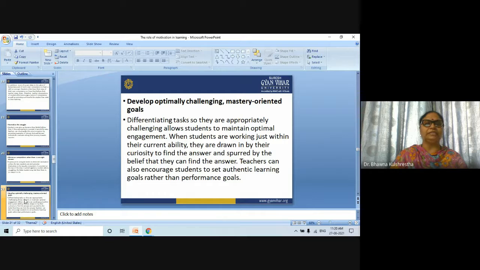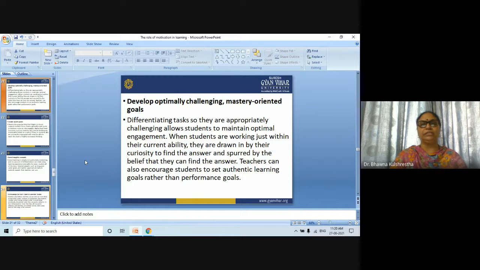And the next is develop optimally challenging mastery oriented goals. Differentiating tasks so they are appropriately challenging allows students to maintain optimal engagement. When students are working just within their current ability, they are drawn in by their curiosity to find the answer and supported by the belief that they can find the answer.